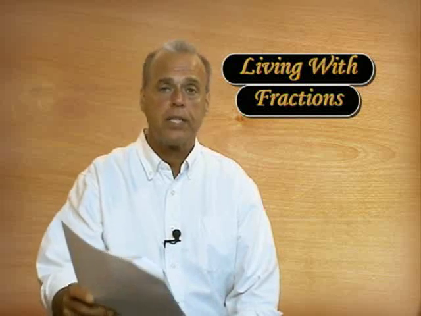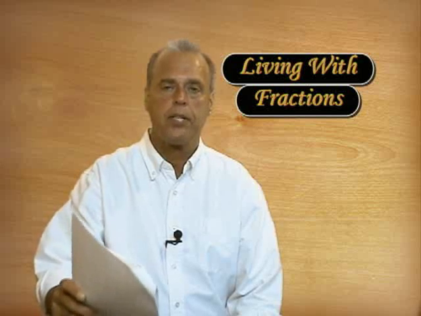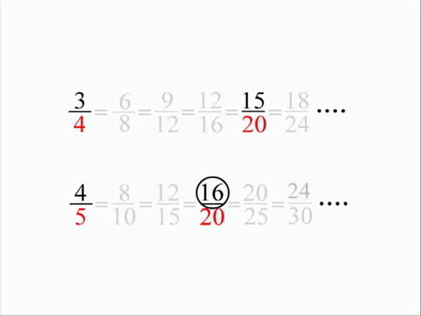Yes, now let's focus on these two numbers. You know that 3/4 can be raised to 15/20, and 4/5 can be raised to 16/20. Now that we have equal bottoms in each fraction, we can just compare the tops. Which is bigger, 15 parts out of 20 parts or 16 parts out of 20 parts? Well, 16 parts out of 20 parts is larger. That means our original fraction, 4/5, is larger than 3/4.